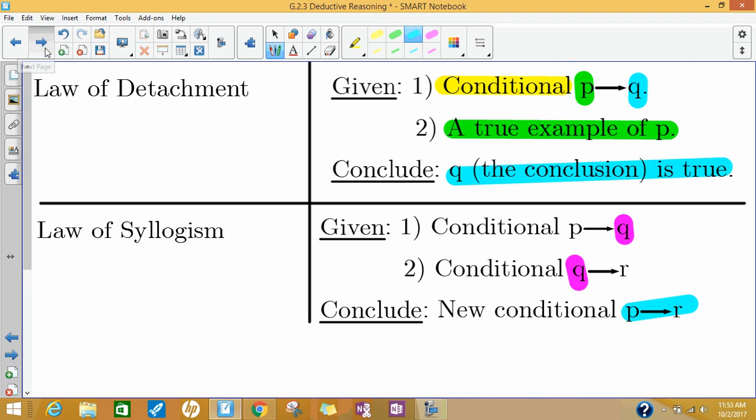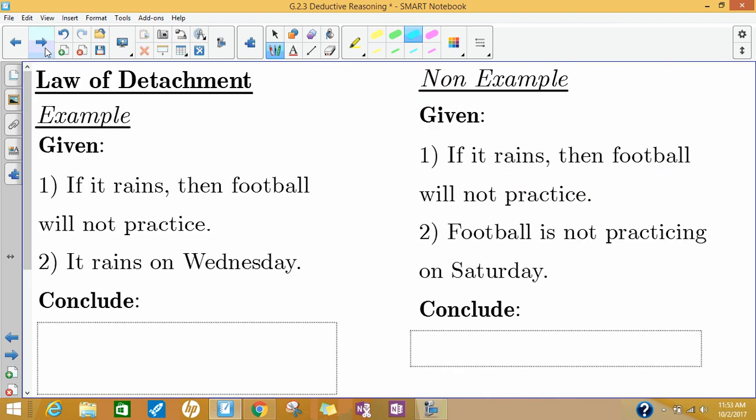So let's see these in action, and it'll be a little bit easier to understand. I've given you an example of how it works, and then an example of how it doesn't work. So let's talk about the way it works for detachment. Here I have an if-then statement where my hypothesis is it rains, and my conclusion is football will not practice. And then I'm given a statement down here, it rains on Wednesday. So it's raining on Wednesday. That is a true example of it raining, of the hypothesis of the original conditional statement.